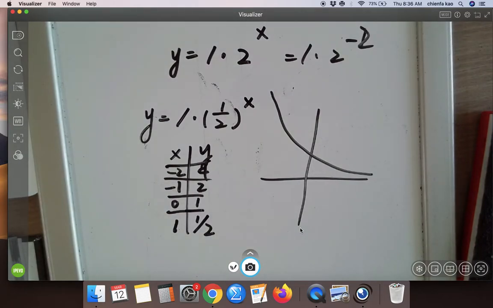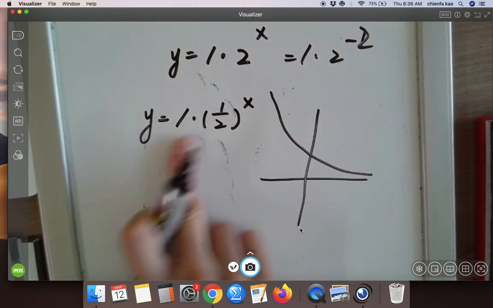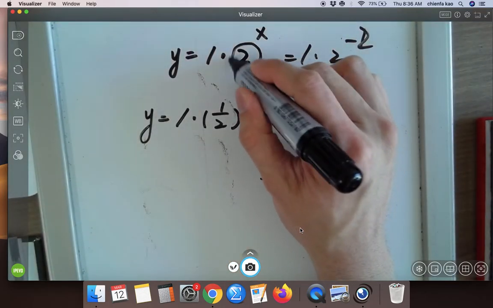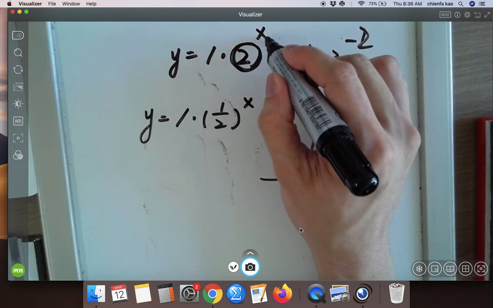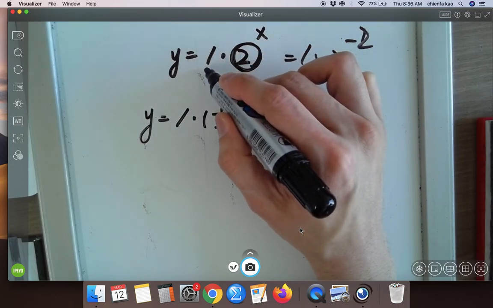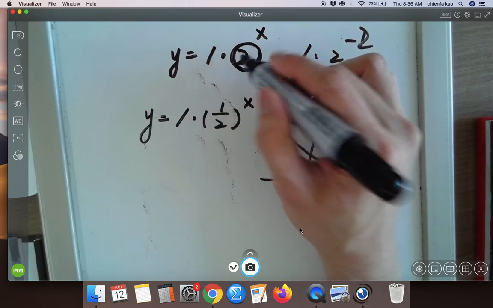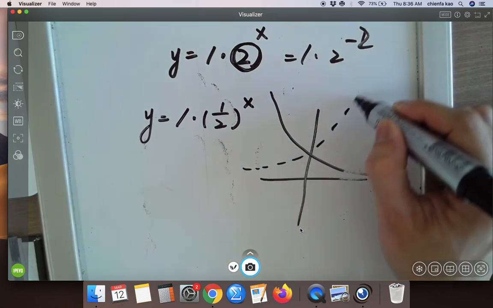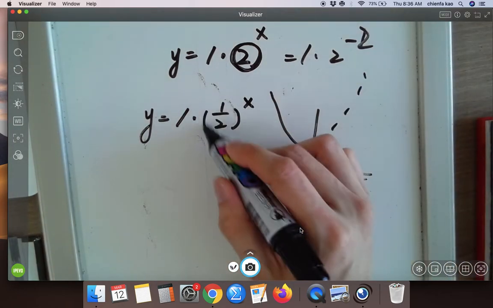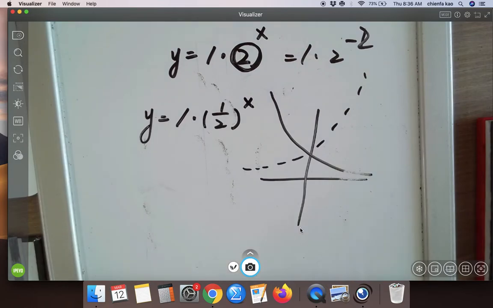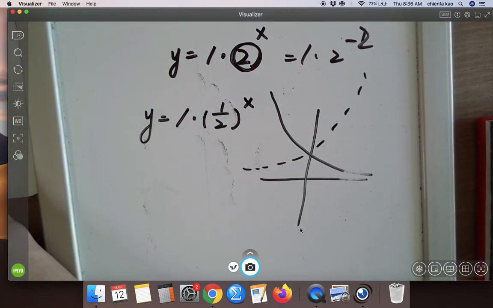So at the end of 7.1, you will learn one thing. If this number is greater than 1, doesn't matter what the other numbers are, it will always be exponential growth. If this number is less than 1, it will always be exponential decay. All right.